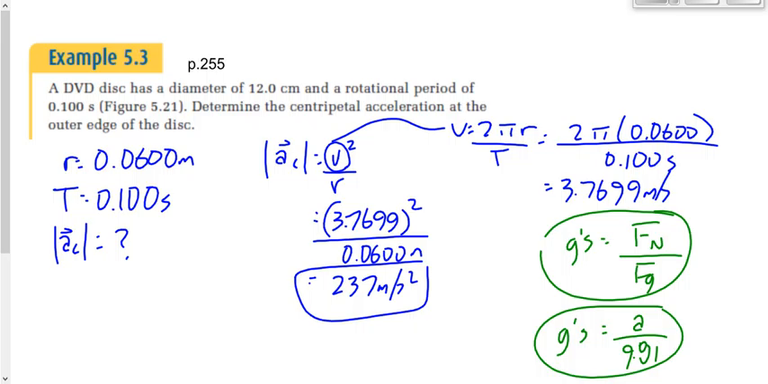That would mean that a bug holding onto the outside of this DVD would have to supply a force that's 24 times the bug's weight in order to hold on. Otherwise, the bug would fly off in a straight line. 24 G's. The maximum G's you experienced yesterday at the amusement park was about 4. For many of you, over a sustained period of 3 or 4 seconds going around that double loop, that was enough to make you start blacking out. Imagine 24 G's. You could not sustain 24 G's.